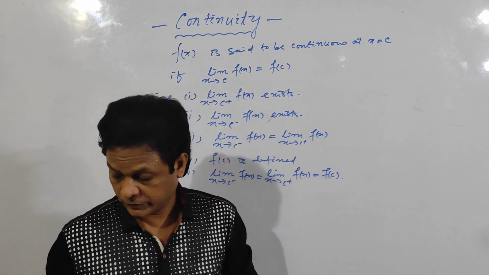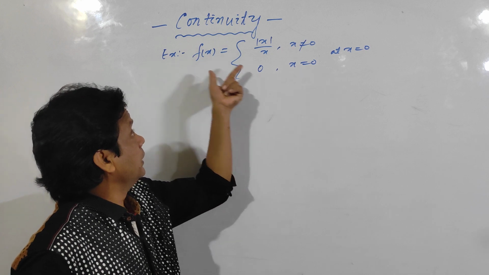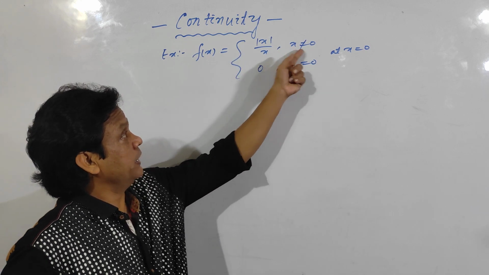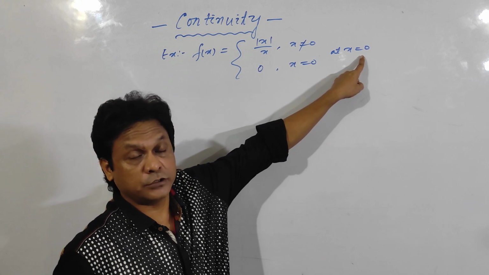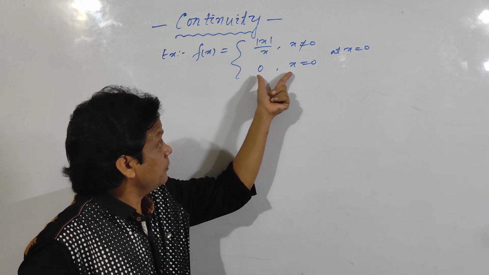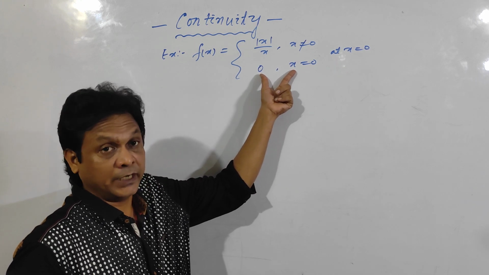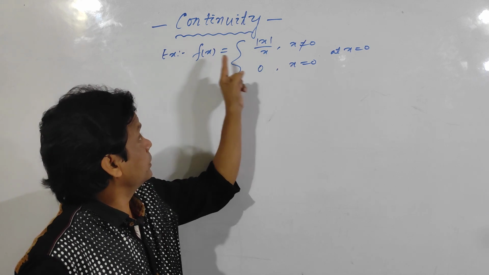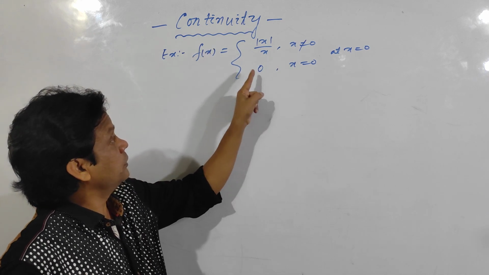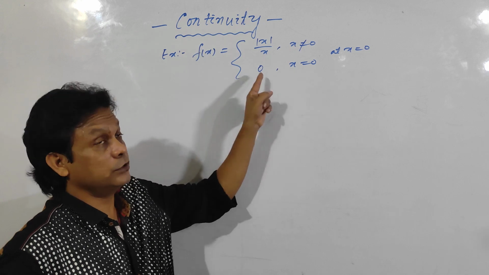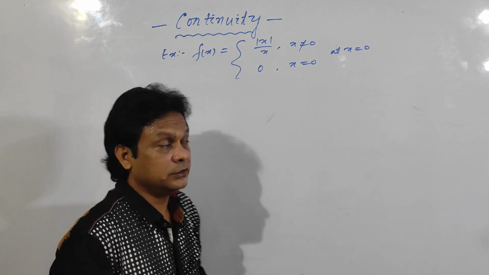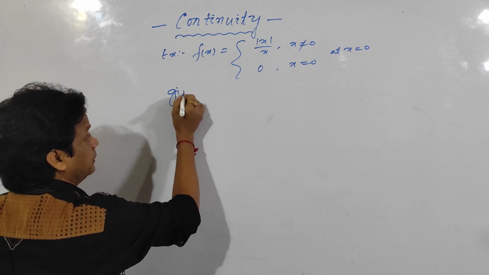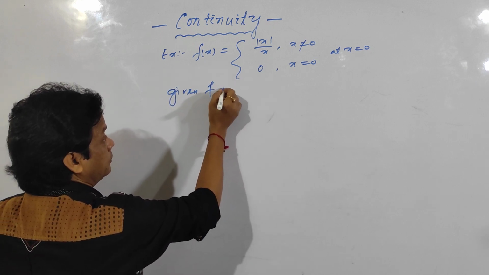Clear? So let us take an example. f of x is mod x by x when x is unequal to 0, and 0 when x is equal to 0. You have to test at x is equal to 0. And what is the meaning of the second line? When x is equal to 0, that means when you put x is equal to 0, the value is 0. That means f of 0 is equal to 0. That is called the functional value. Here the functional value is given. Clear? So we should write, given f of 0 is equal to 0.